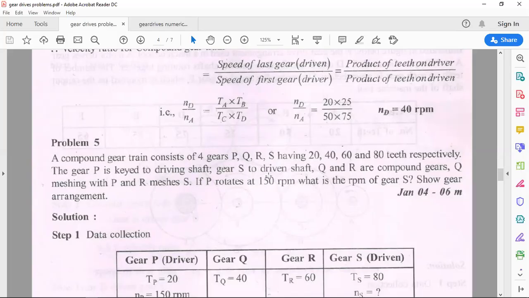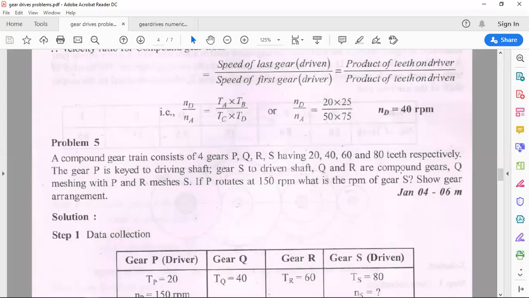If P rotates at 150 RPM, meaning the speed of the driver is given, what is the RPM of gear S? Gear S is mounted on the driven shaft, so we can say it is the speed of the driven gear.